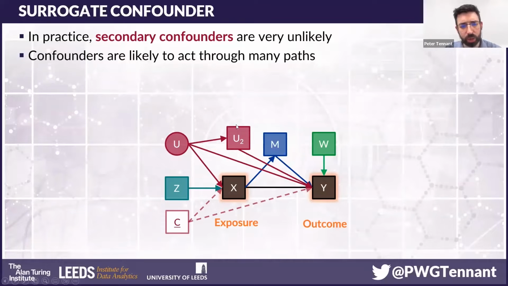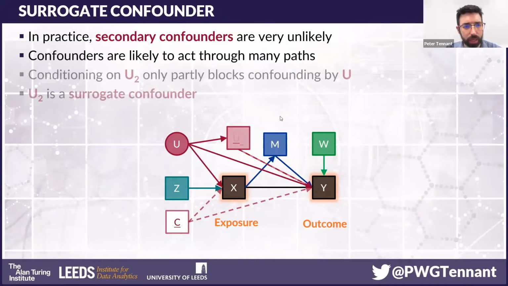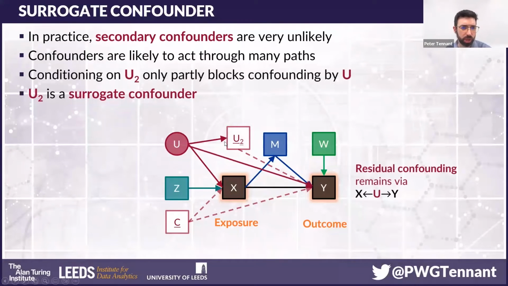So here, U2 no longer completely explains all of the mechanism through which U acts on Y. And therefore, if we were to condition on U2, it would only partly block that backdoor path. U2 is therefore what we would call a surrogate confounder. It is a surrogate variable that we can use to reduce the confounding by U, but not completely eliminate it.